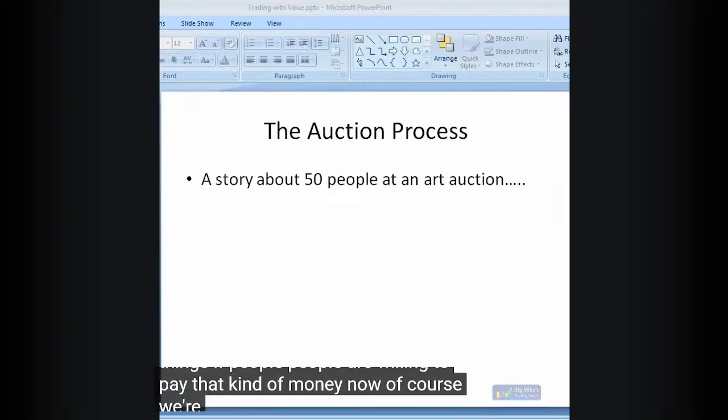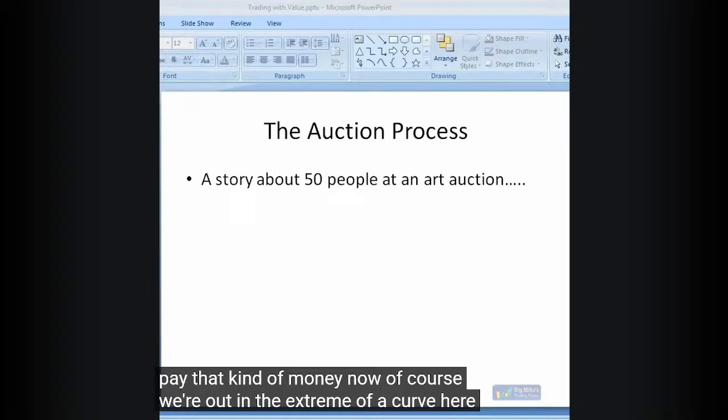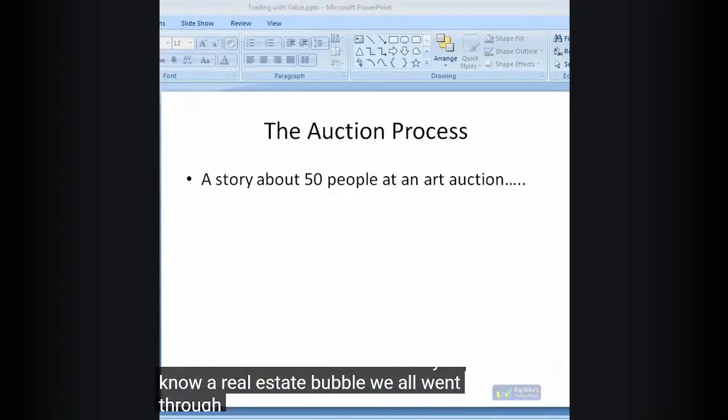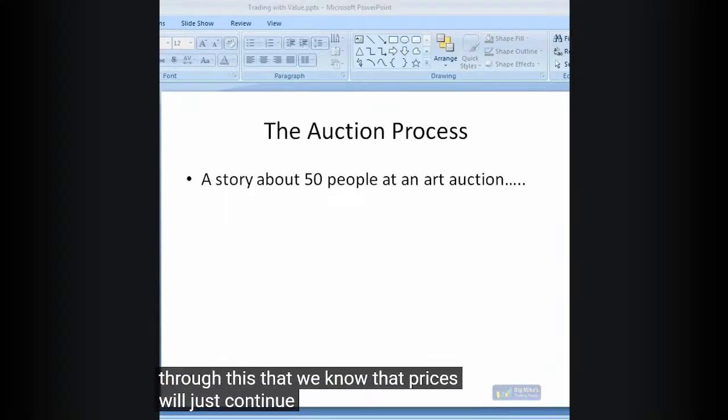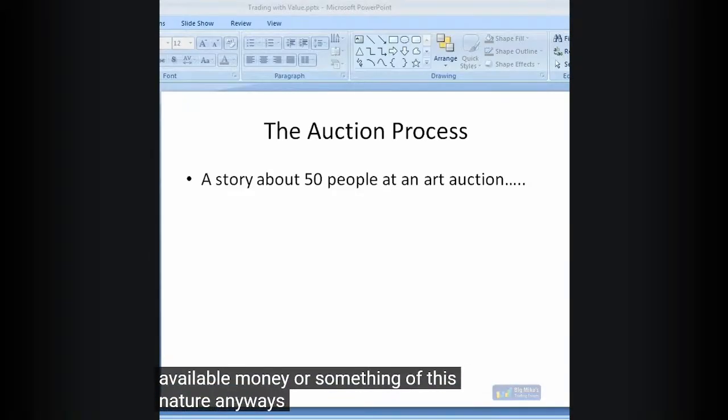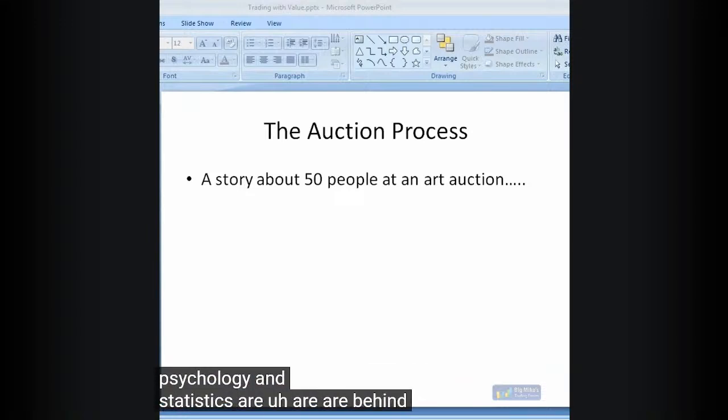Now, of course, we're out in the extreme of a curve here, and so it's really not worth that amount, but there are cases where we see a real estate bubble. We all went through this, where prices just continue climbing without any rational reason, and it's usually driven by some other thing, like a lot of available money. Anyways, I just wanted to open up this idea about what an auction really is and what kinds of psychology and statistics are behind this.